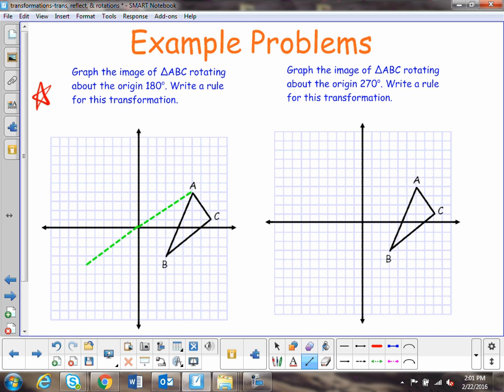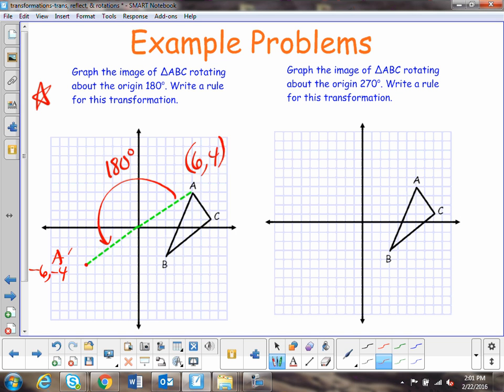See how that's a 180-degree turn? Does it matter clockwise or counterclockwise? On the 180 turn, this right here, 180 degrees, or even that direction. Okay? So this right here is A prime. So A originally was 6, 4. We just said that. What's the new A prime now?